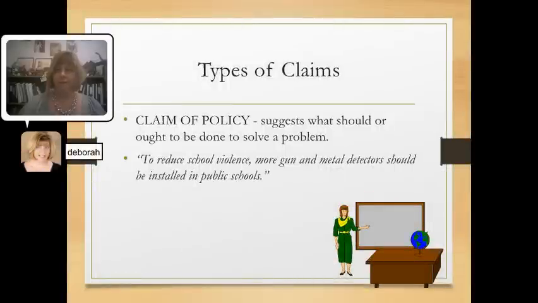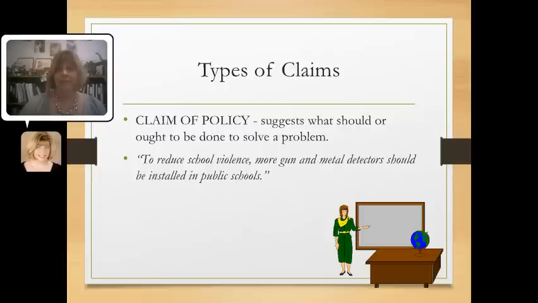And finally, you have a claim of policy. Now, a claim of policy might involve claims of fact and claims of value, but a claim of policy specifically is saying what should be done. What is the actual action that should be taken to solve a specific problem? So, for example, to reduce school violence, more gun and metal detectors should be installed in public schools.